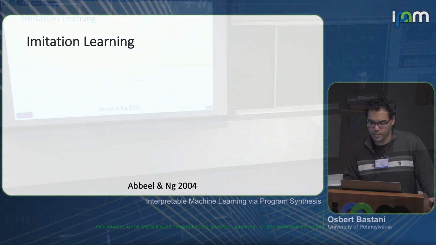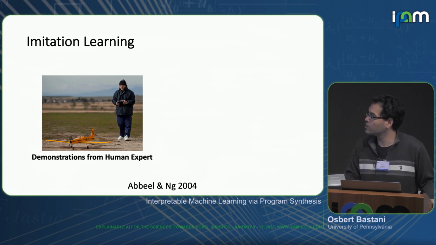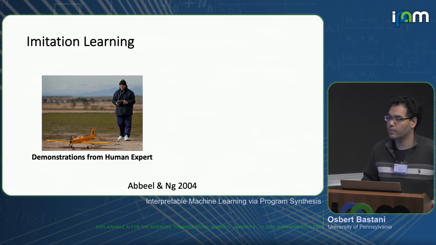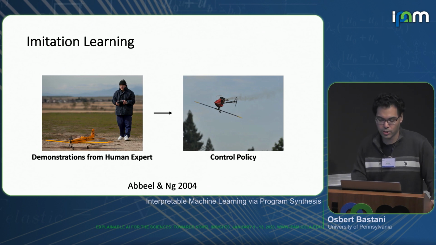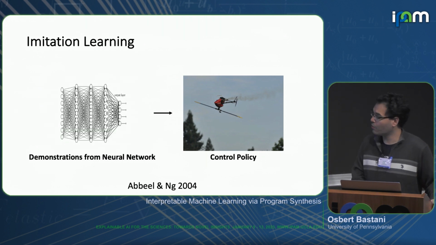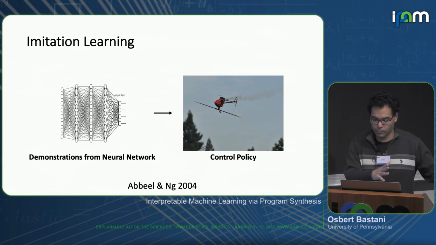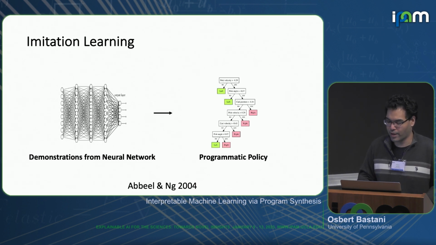Imitation learning was originally motivated by the idea that if you have a human expert who knows how to solve some task, for example, flying a toy airplane, you can have them provide a bunch of demonstrations and then try to distill these demonstrations into a control policy. So we're just going to take this idea and replace the human with the neural network that we trained. We'll use deep reinforcement learning to train a neural network, and that'll be the human expert. And then our goal is to use this to distill a programmatic policy.